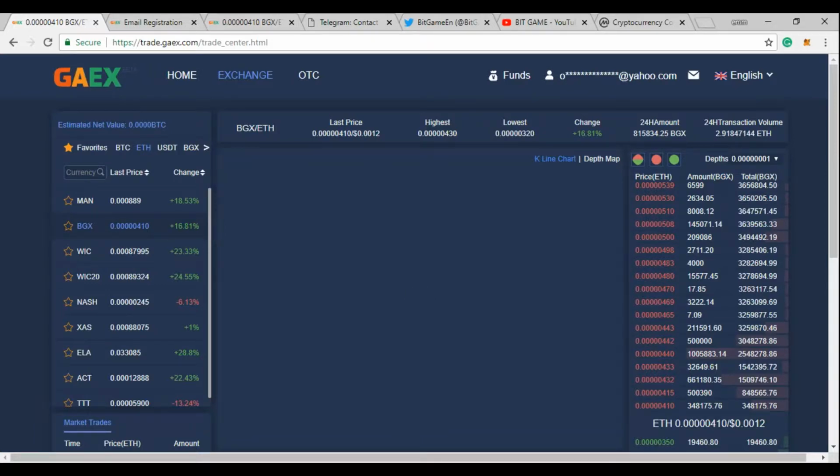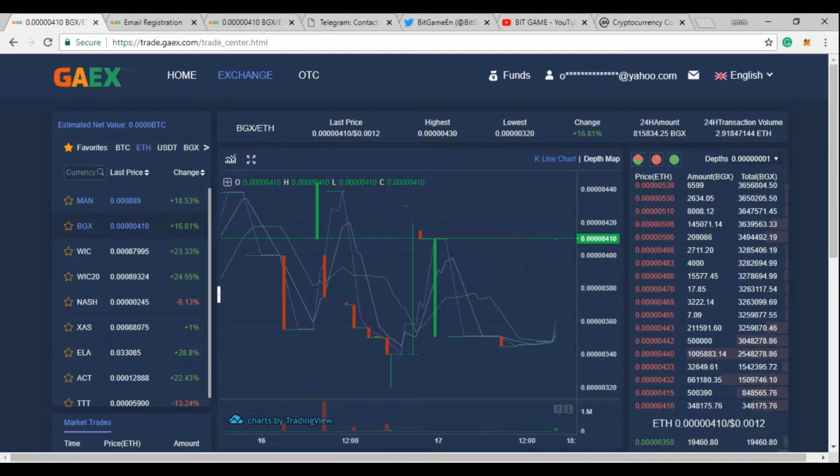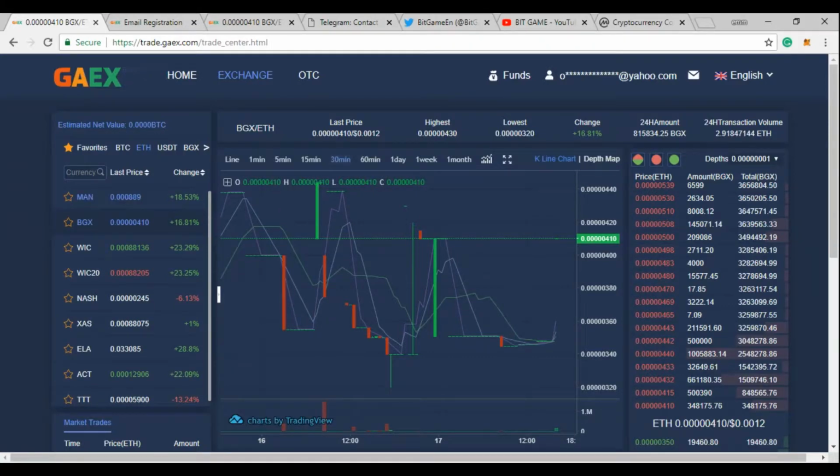So now, this is Ethereum market. You can see different prices here, and you can see the changes. This is green. This is red. So you can see the changes in prices. Currently, the BGC price is going up. You can see this price is going down.